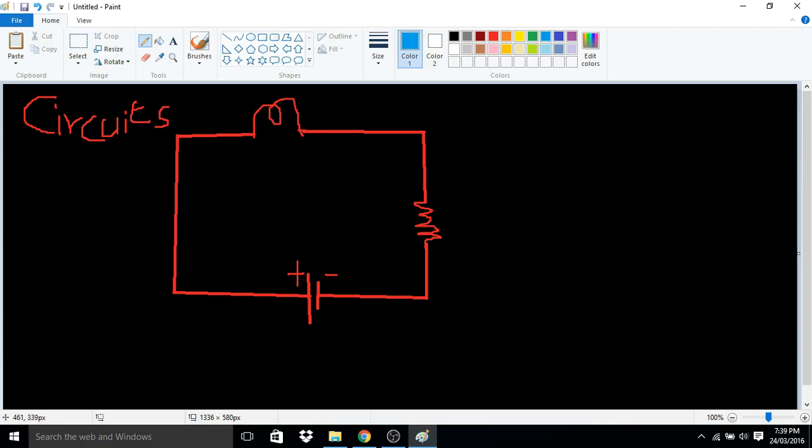Now the current flows always from the positive terminal to the negative terminal in this direction. And the current is denoted by the letter I. Right? And what is current? Current is the rate of flow of charge, right? How fast is this charge moving in this wire? All right. But this is the convention.